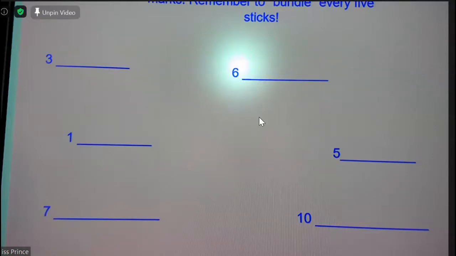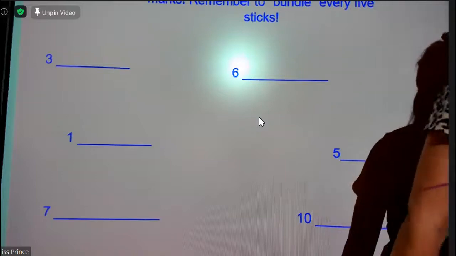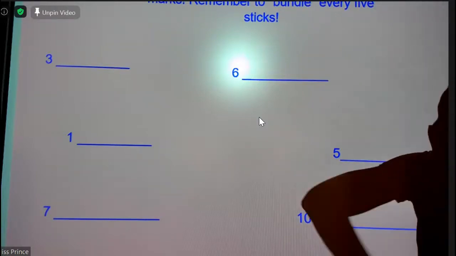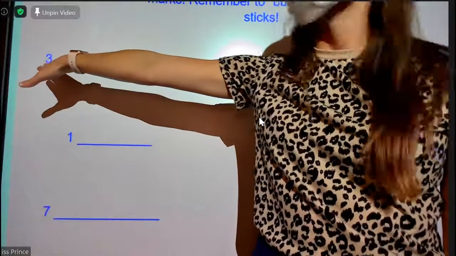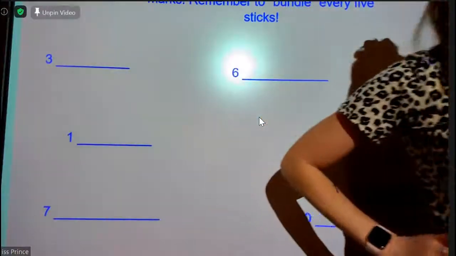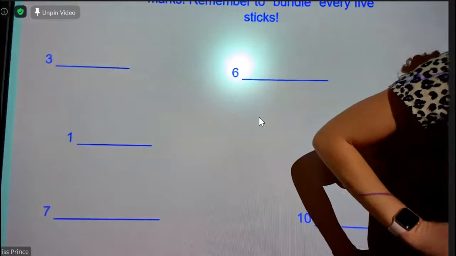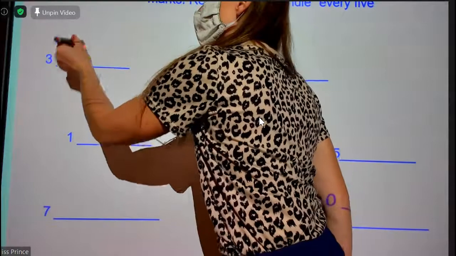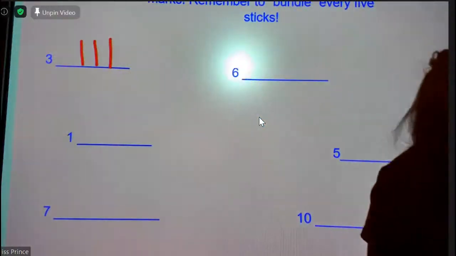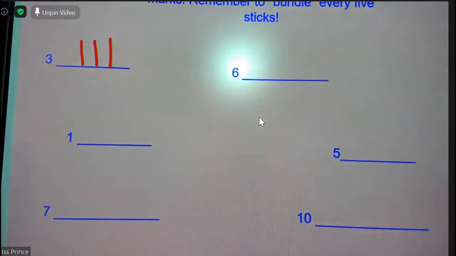So Layla looks great. Now we get to practice drawing tally marks. Remember, we need to bundle if we get to 5. So what is my number here? 3. So Mason, do I bundle? No. Go ahead and draw me a 3. 3 tallies on your board. Hold it up so I can see. At home, hold up your 3 tallies so I can see.